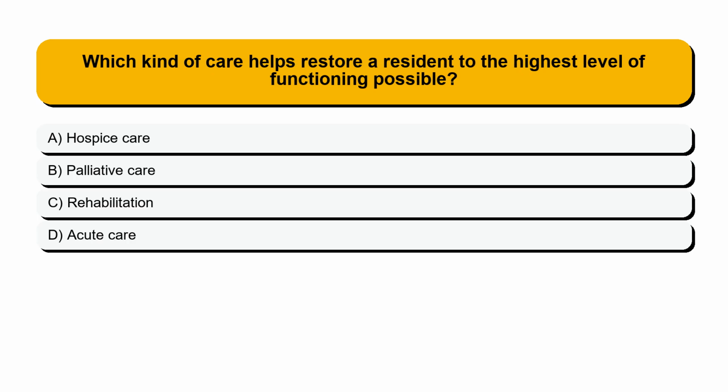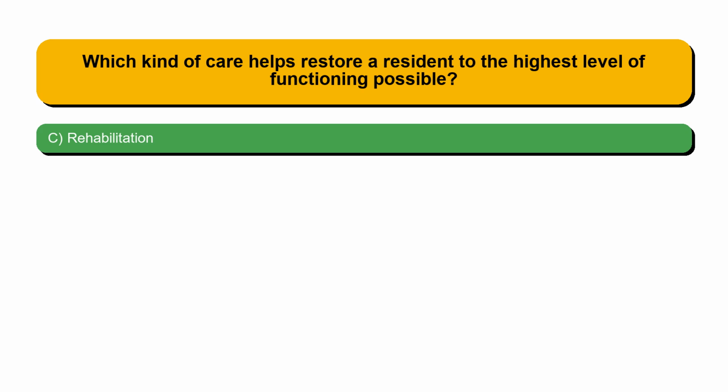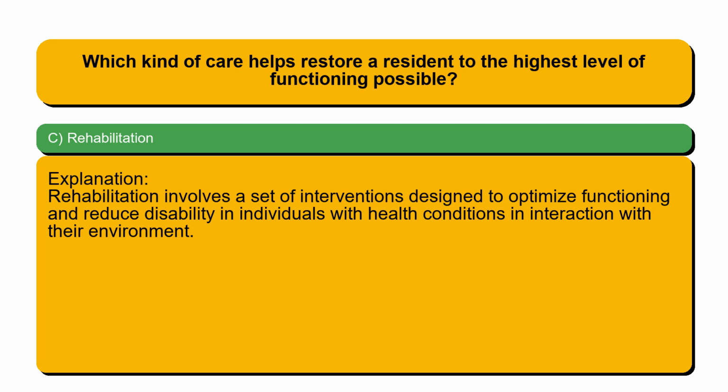Question 38. Which kind of care helps restore a resident to the highest level of functioning possible? Option A. Hospice care. Option B. Palliative care. Option C. Rehabilitation. Option D. Acute care. The correct answer is option C. Rehabilitation. Rehabilitation involves a set of interventions designed to optimize functioning and reduce disability in individuals with health conditions and interaction with their environment.